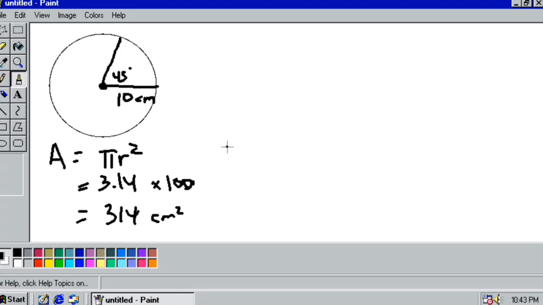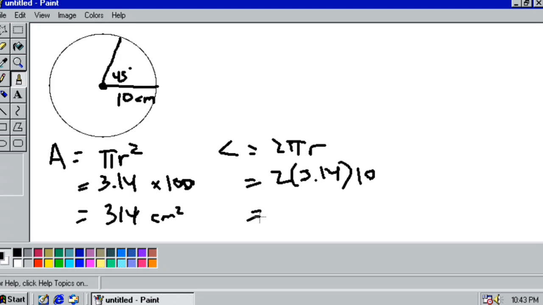Now let's find the circumference. The circumference of the circle is 2 pi r. We have 2 times 3.14 times 10. Let's put it on a calculator. That will be 62.8 centimeters.